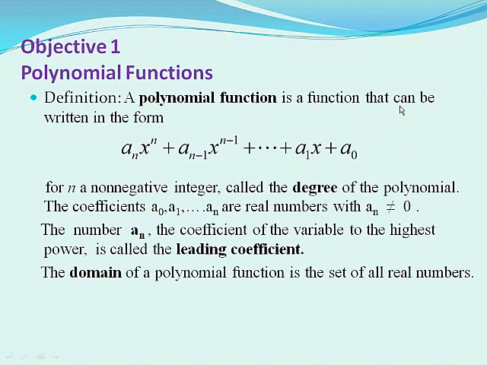Objective 1. Polynomial functions. Definition. A polynomial function is a function that can be written in the form a sub n x to the power n plus a sub n minus 1 x to the power n minus 1 plus etc. plus a sub 1 x plus a sub 0 for n a non-negative integer called the degree of the polynomial. The coefficients a sub 0, a sub 1, etc. a sub n are real numbers with a sub n not equal to 0.